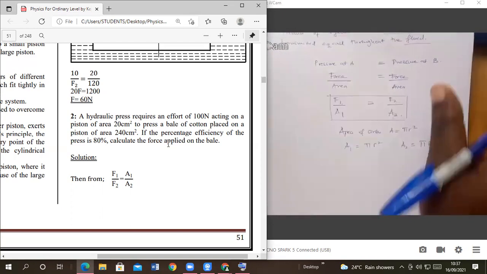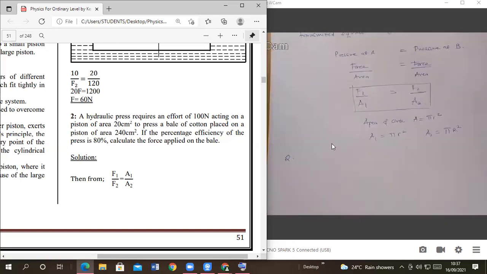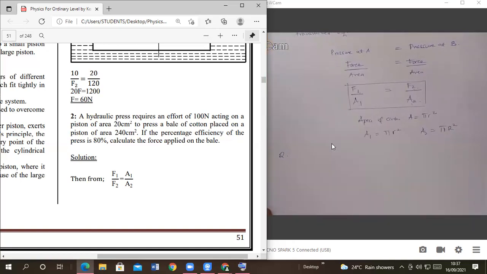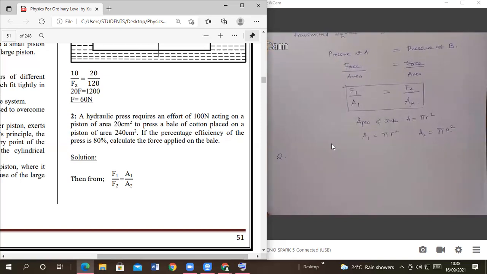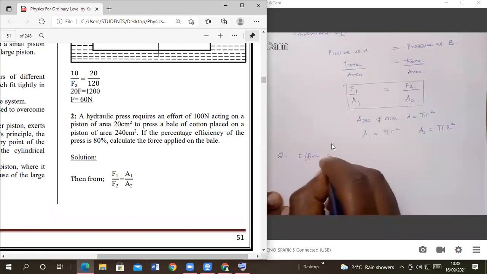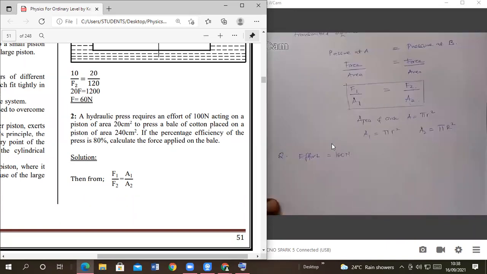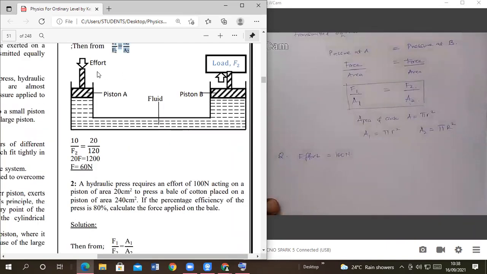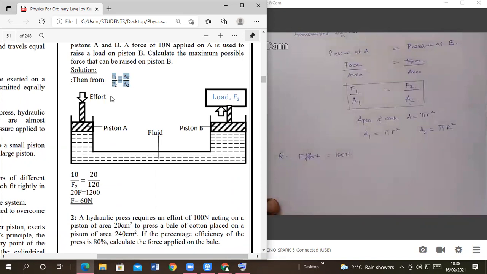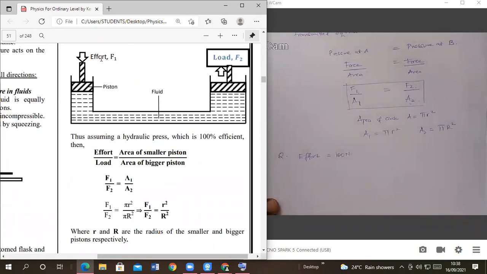So number 2 here, we are going to use this formula which is here in our calculations. Number 2 is saying that a hydraulic press requires an effort of 100 newtons. So remember that when you're looking at the hydraulic press, this side where we have the effort is the side where we have F1.